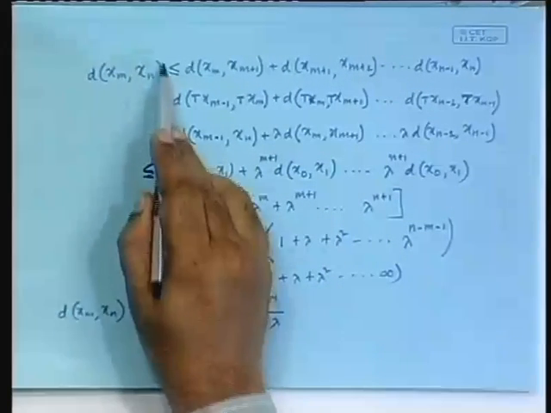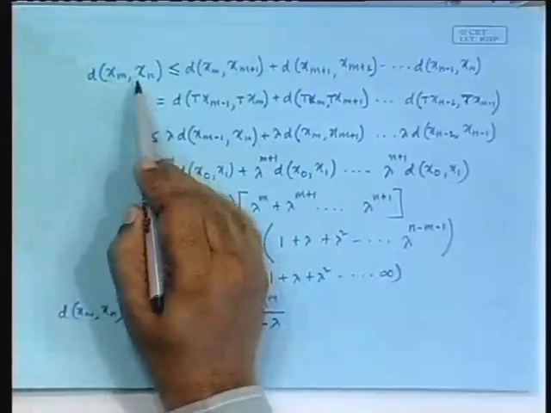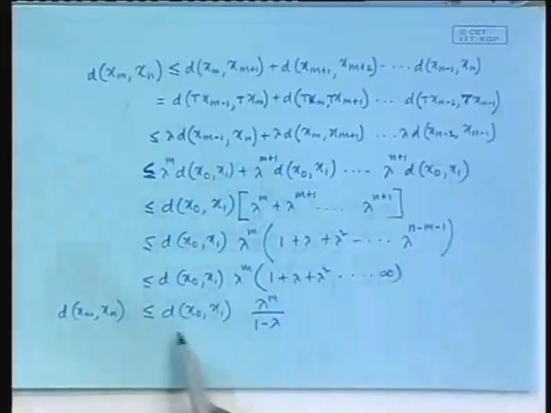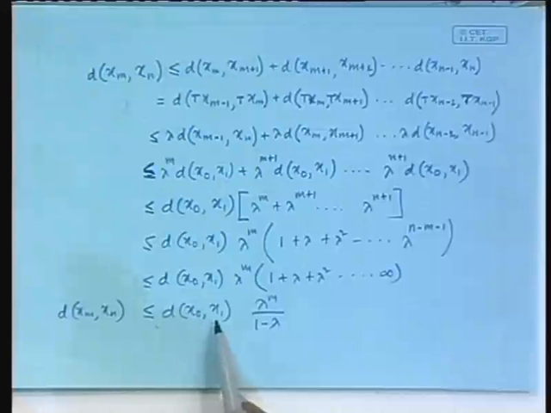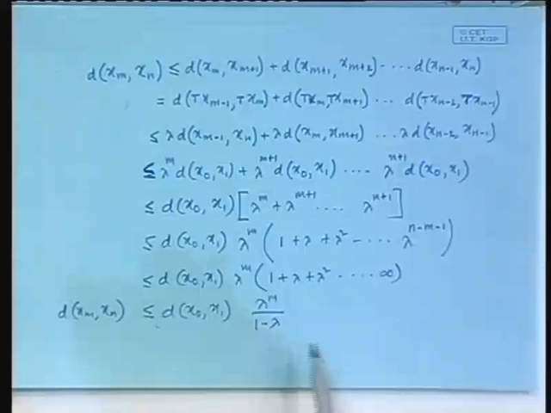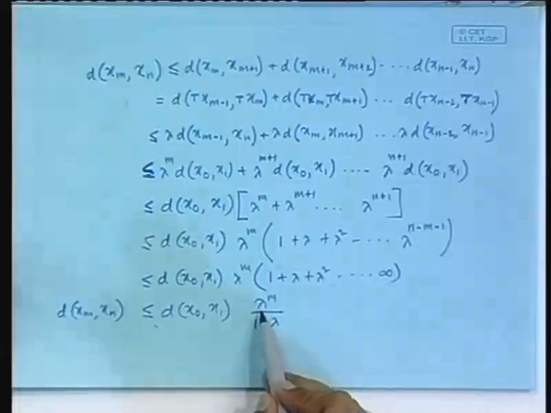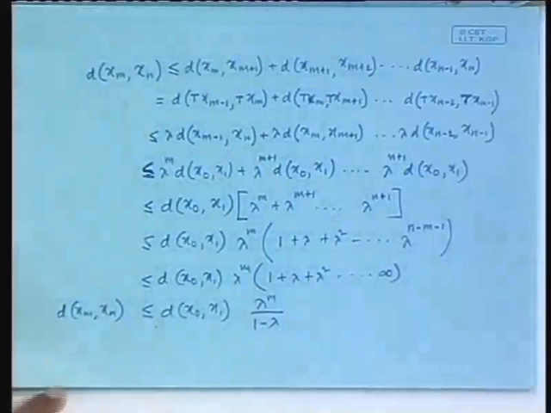We started with a distance between 2 elements, xm and xn, and we showed that it must be less than this. What is this? On the right hand side, you have the distance between the first 2. This is the starting point, this is the first iterate x1, the distance between them, and then in terms of the contractivity factor we got the number. Okay. And we had argued that since lambda is less than 1, this will go to 0. But now, let us start from there.